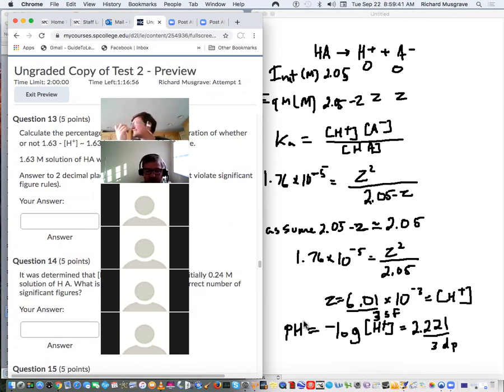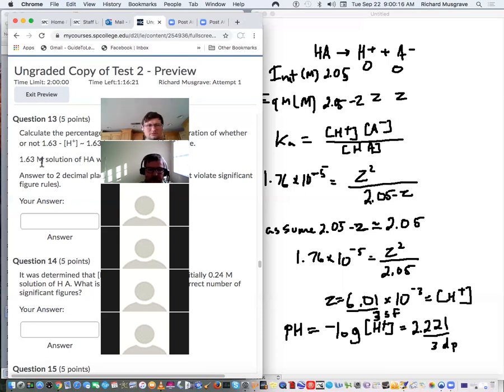Okay, so if I was going to go ahead and test the assumption, I could. It would be 6.01 times 10 to the negative 3 divided by 2.05, and that will give me a percentage. Now, that's kind of what question 13 is asking for. It says calculate the percentage that allows for the deliberation of whether 1.63 minus H plus is approximately 1.63 in accordance with the 5% rule.